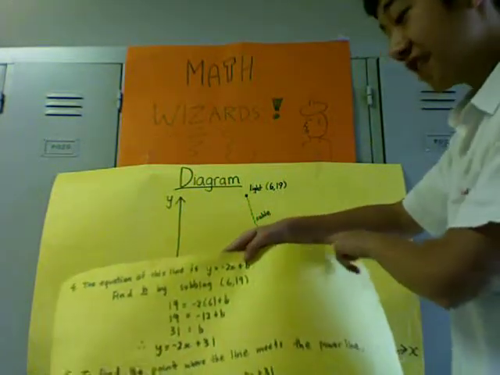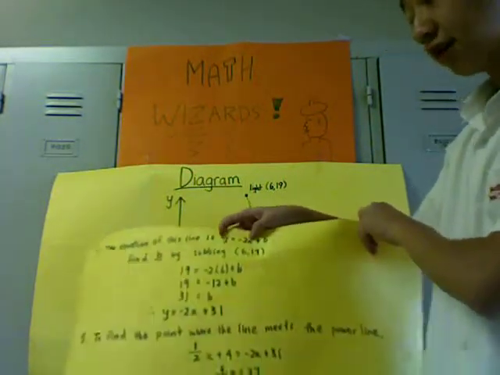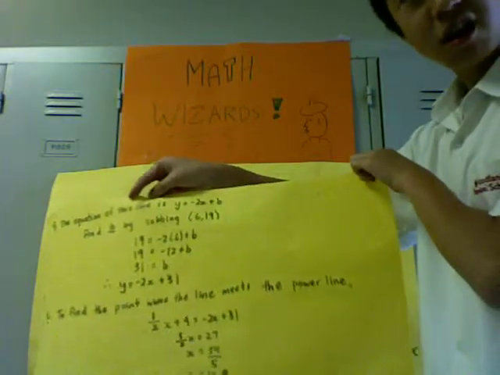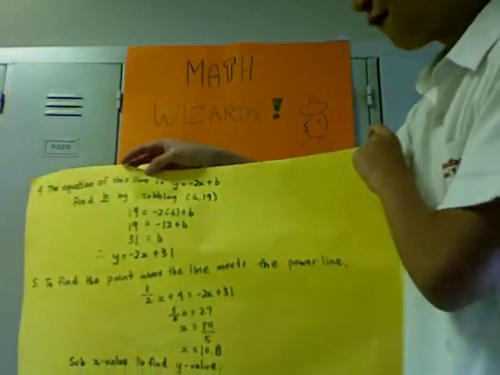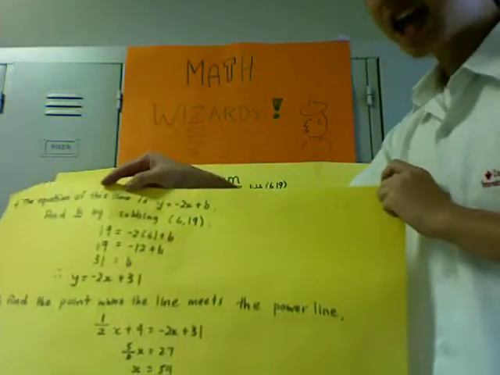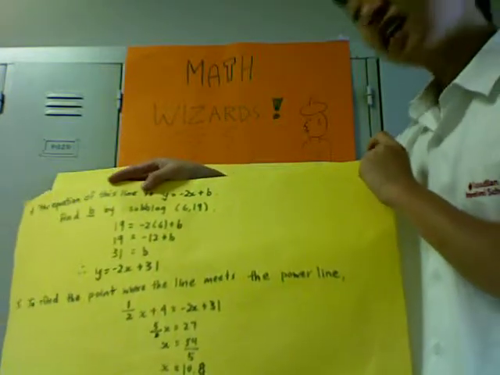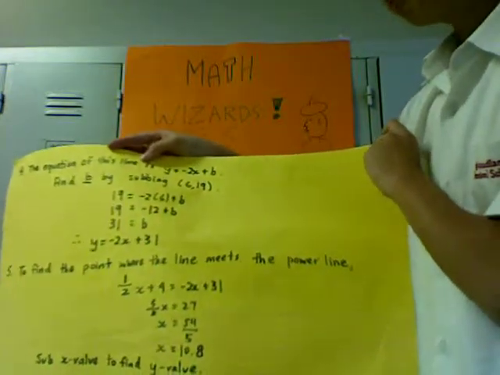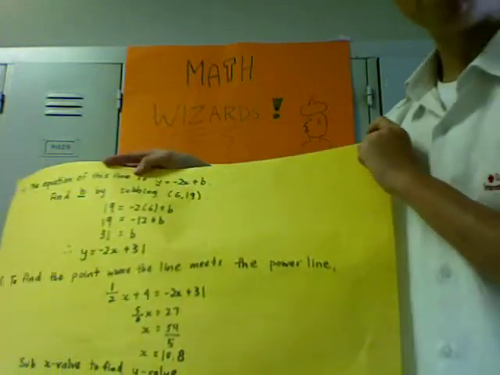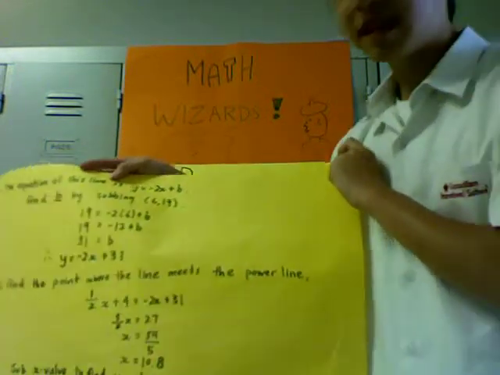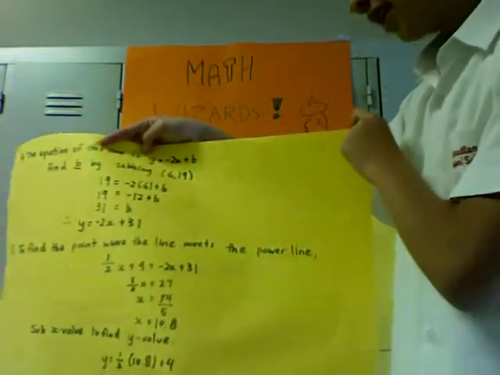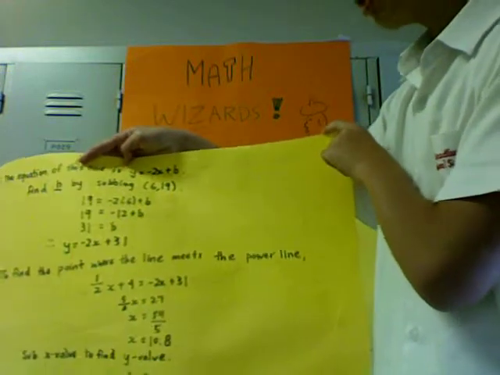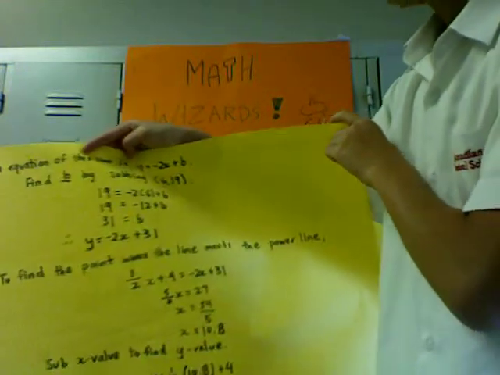The equation of this line is therefore y equals negative 2x plus b, right? Well, not really, because we're missing the y-intercept. Find b by substituting (6, 19). Therefore, 19 equals negative 12 plus b. Moving the negative 12 over, b equals 31. Therefore, the equation of the line is y equals negative 2x plus 31.